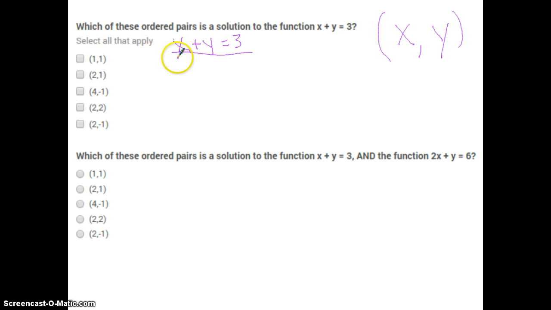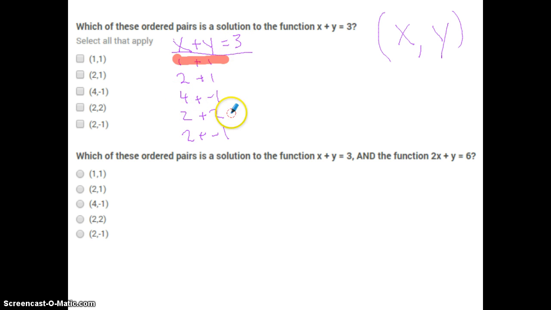Okay, so in the function x plus y equals 3, I'm just going to start evaluating these one at a time. For 1 comma 1, that would be 1 plus 1. For 2 comma 1, it would be 2 plus 1. For 3 comma 1, it would be 4 plus -1. 2 comma 2 would be 2 plus 2, and 2 comma -1 would be 2 plus -1. Now let's go through and figure out which one of these is equal to 3. 1 plus 1 is not equal to 3. Bad. Well, 2 plus 1 is good, because 2 plus 1 is 3, so that's going to be a good option. 4 plus -1, these are opposites and they cancel.